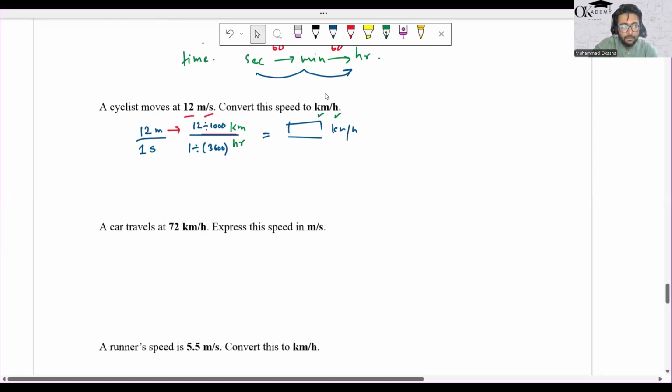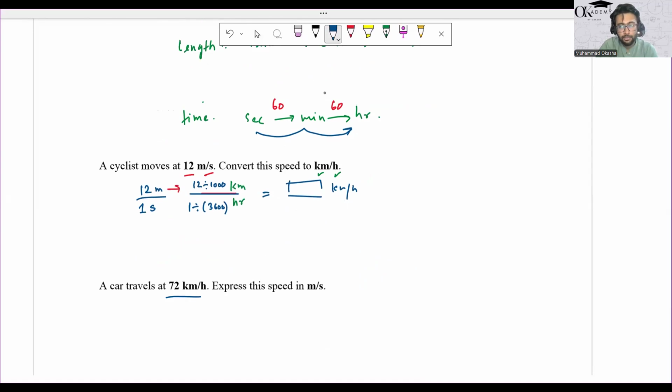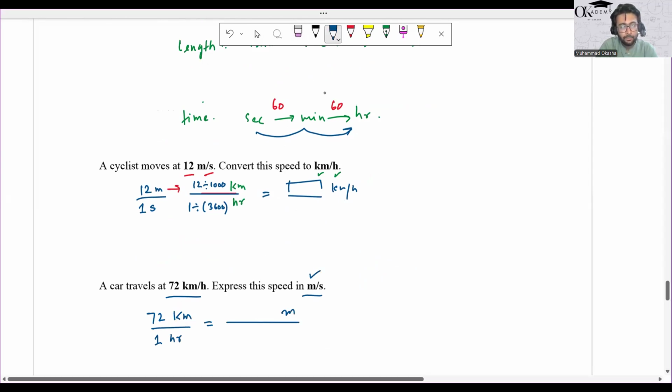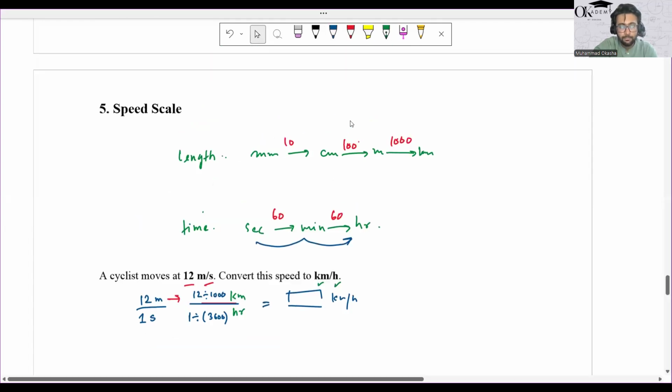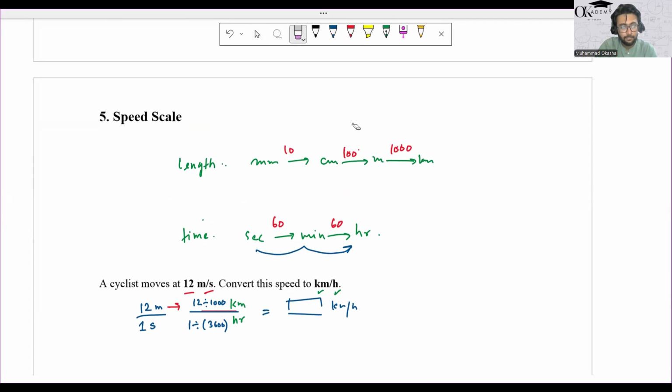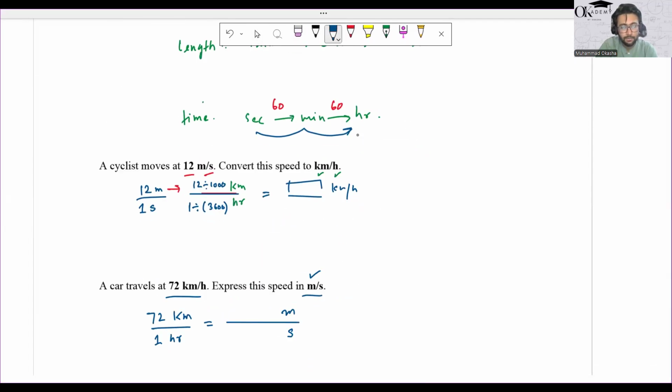Okay, let's see. A car travels at 72 kilometers per hour, express in meters per second. 72, on top you have kilometers, at the bottom you have 1 hour. Now I want to convert this kilometer into meters. I'll write meters here. I want to convert this hour into seconds. I'll write seconds over here. Now I want to convert 72 kilometers into meters. Kilometers to meters is backward. Backward is multiplication. So I'll take 72 and multiply it by 1,000.